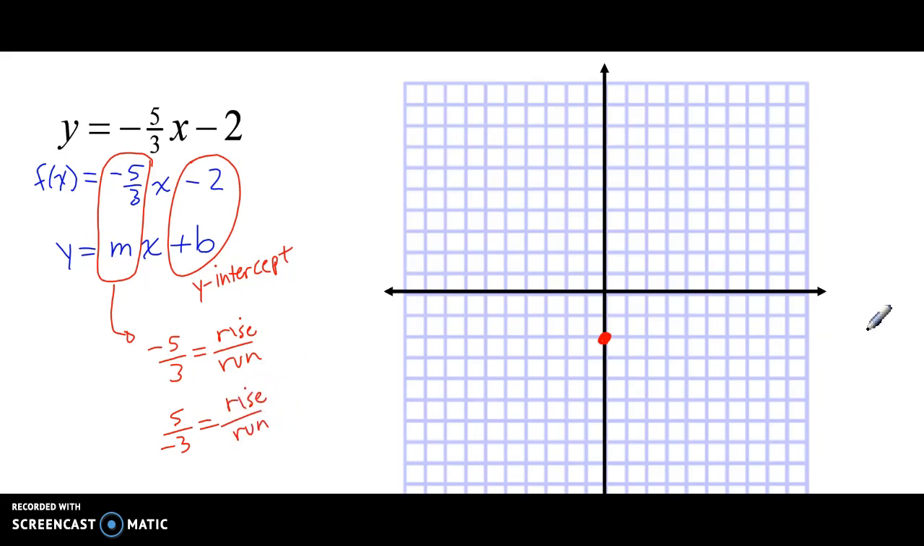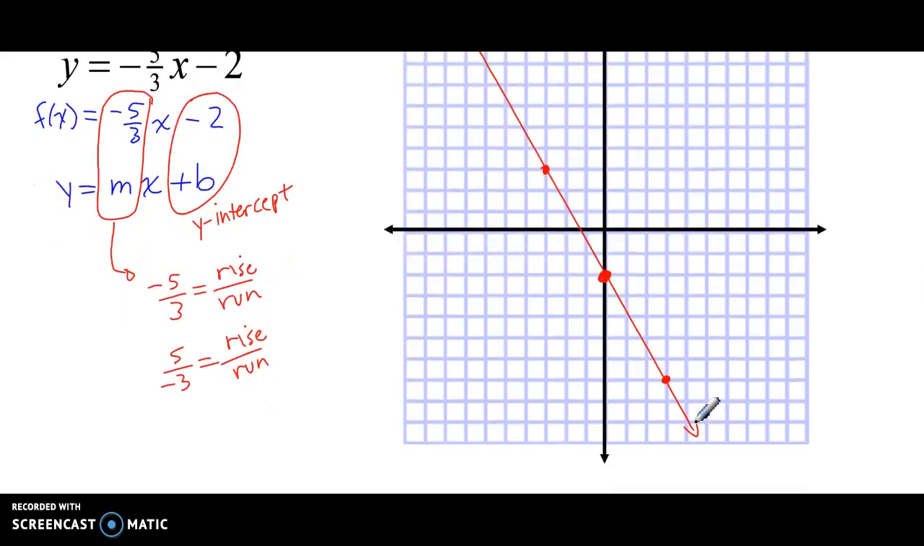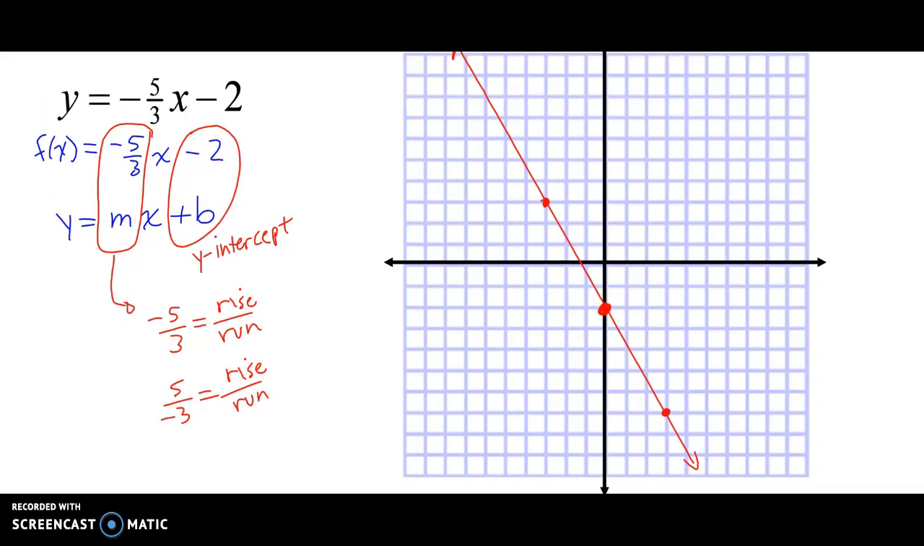Like in this case, if I rise -5, 1, 2, 3, 4, 5 down, and then I run 3, I end up over there. Or on the other hand, if I rise 5, 1, 2, 3, 4, 5 up, and then I run -3, I end up over there, it doesn't really make a difference. They're both the same line. When you take a ruler and lay it through any two of these points, it ends up going through the third one as well. So don't forget how to graph lines. That's from Algebra 1. We're going to assume that you've already mastered that.